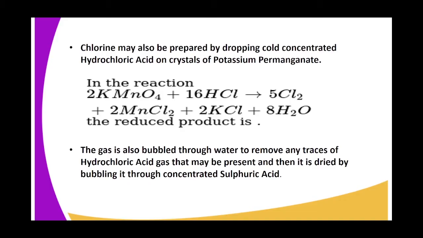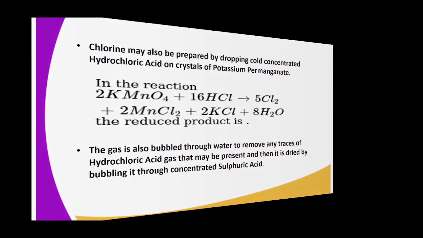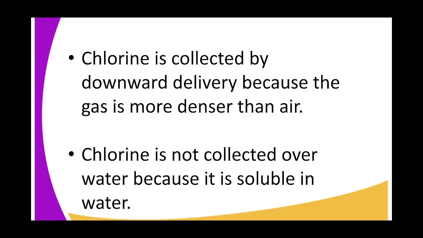Chlorine gas is collected by downward delivery because the gas is denser than air. Chlorine is not collected over water because it is soluble in water. And that is the end of our lesson.